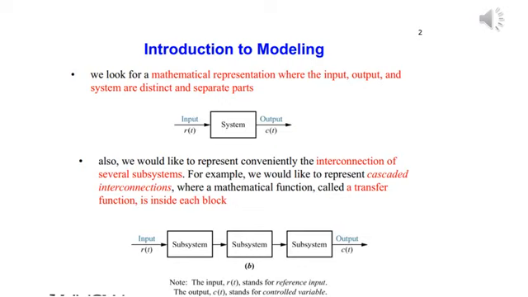We know that multiplication in time domain will change into convolution in frequency domain, and vice versa is also true. So if we have three subsystems, the input of the first subsystem is R of t, while the output of the first subsystem is treated as input of the second subsystem, and similarly the output of the second subsystem is treated as input of the third subsystem. So the total output divided by input is the total system, and we have a cascade representation of the system.